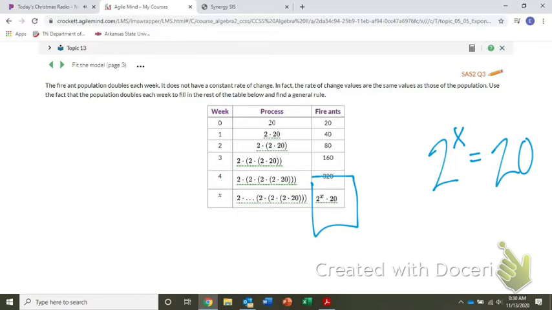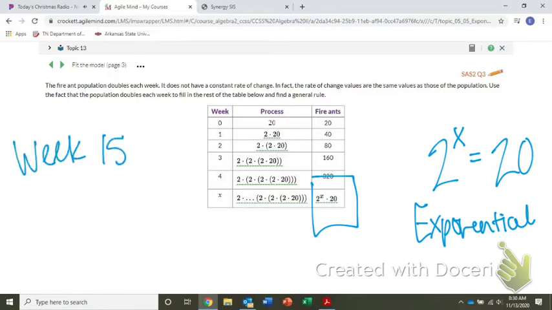2 to the x equals 20. It's an exponential function. Because what does it have in the function? It has an exponent. So the exponent is my number of weeks. So if I wanted to find out how many fire ants I have in week 15, what would I do with that 15? Plug it in for x.